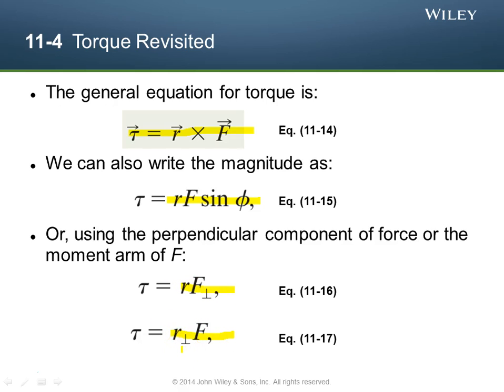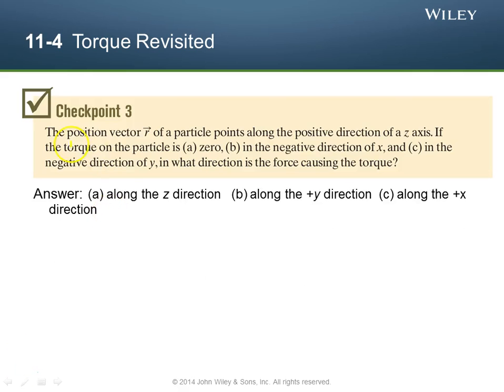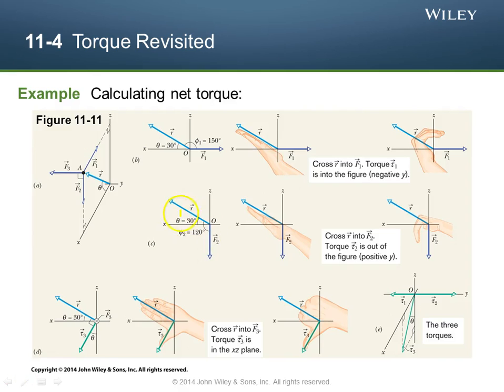That's basically what we did back in AP Physics 1. But now we're going to look at the general case where we have two vectors and we can find the torque vector through a cross product. Take a look at this checkpoint, pause the video, read over the answers. This diagram here shows a few examples of calculating torque and using the right-hand rule to find the direction.